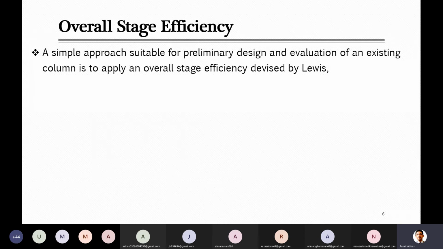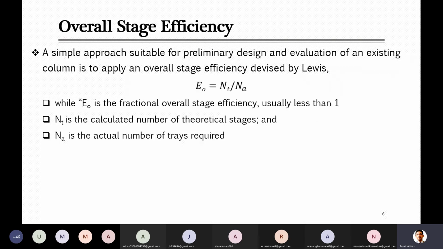So in order to look at how the stage efficiency is linked with, for example, the actual or theoretical number of trays, one of the scientists, Lewis, provided a formula to link these efficiencies with the number of trays, and that is the stage efficiency of any stage, or overall here, this is the overall efficiency of all stages.